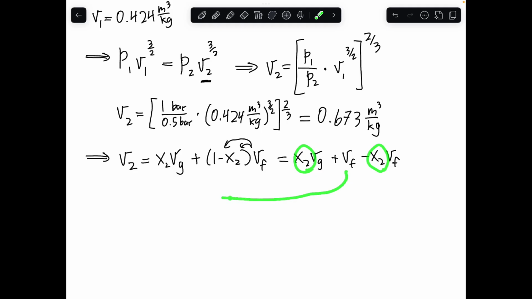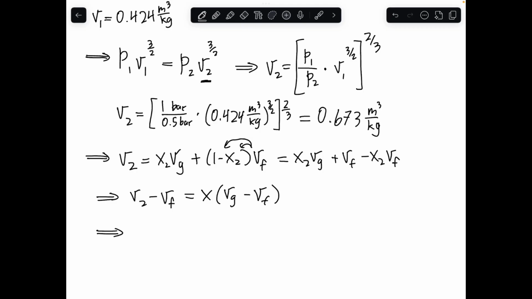So to do that, we subtract the Vf over to the other side. Then we get V2 minus Vf is equal to x, and then we can group together Vg minus Vf. And so the final form of this equation is x2 is equal to V2 minus Vf over Vg minus Vf. So maybe that's the form that you have memorized, but if not, you can get there pretty quickly from the version that you see on the equation sheet.